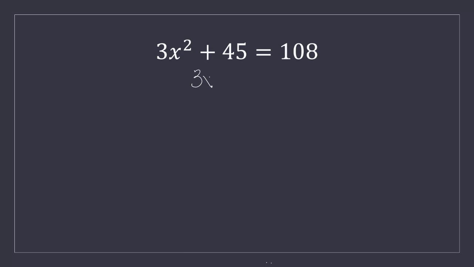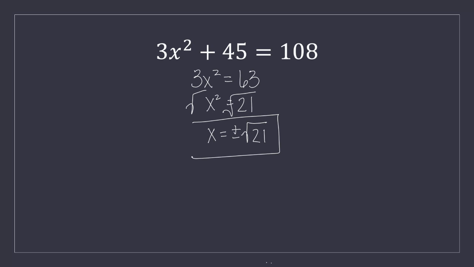So I'm going to start by subtracting 45 from both sides, and 108 minus 45 is 63. Then I'm going to divide by 3, which is 21. Now I'm to the point where my x squared is by itself, so I can square root both sides. I don't need to worry about an i this time because the 21 is positive. I should try to simplify that, but I know 21 is 7 times 3, so there's no pairs. So I'm just going to leave this as plus or minus the square root of 21, okay?